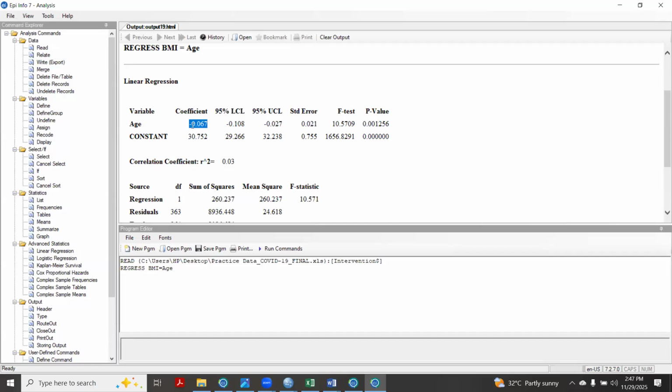For as the participant age is increasing, the BMI is reducing. And this association is statistically significant. As you can see, the p-value is 0.001, which is less than 0.05. So there's a negative but weak linear regression between age and BMI, as you can see in this value here now.